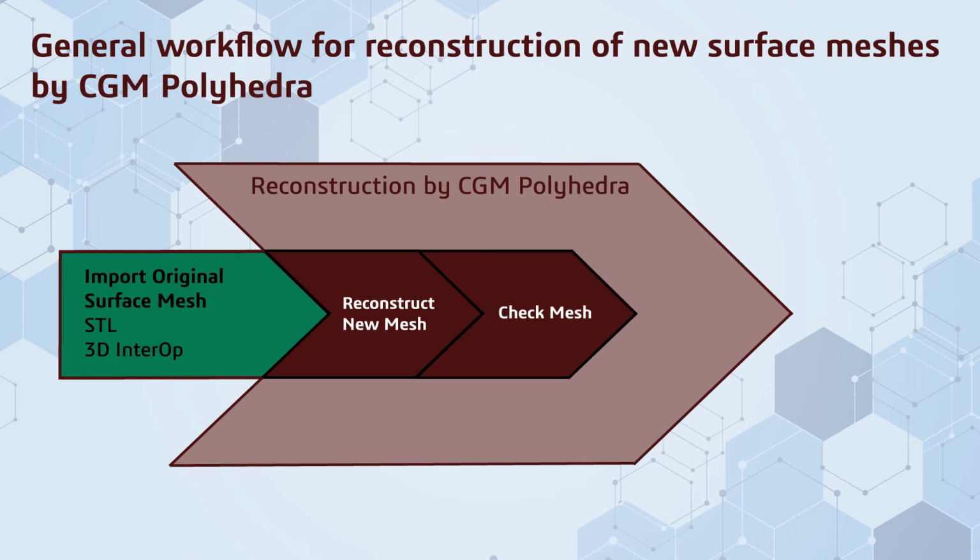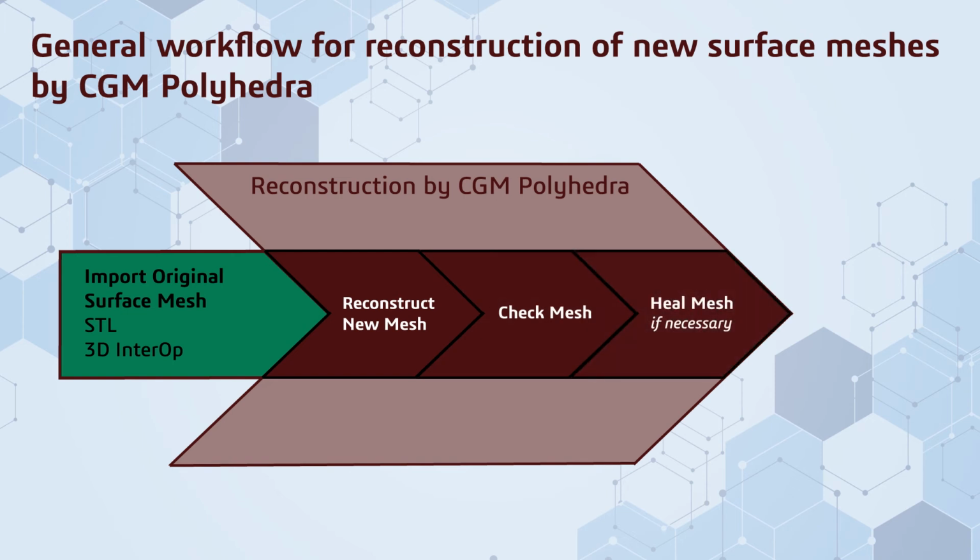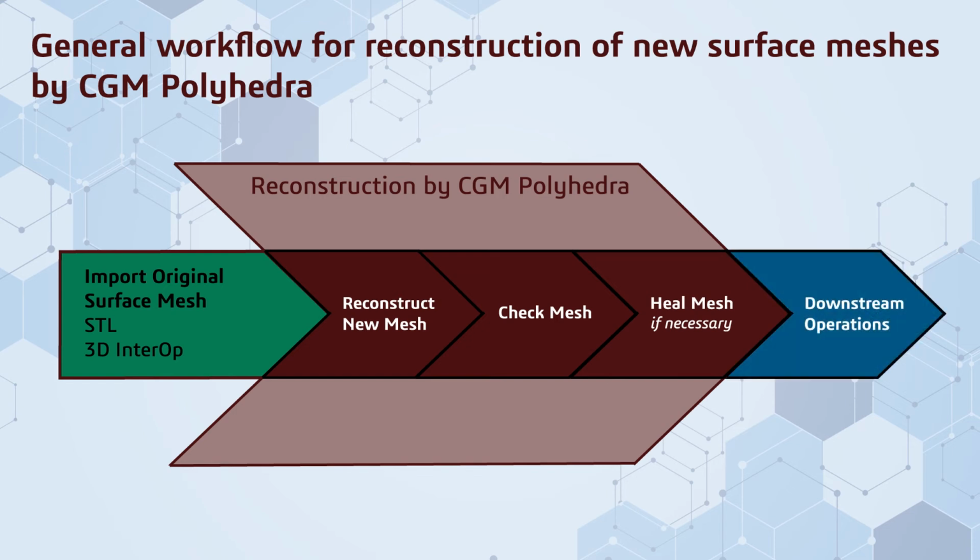Third, the new reconstructed mesh is checked by CGM Polyhedra. If any remaining anomalies and errors are present, for example incorrect surface normals, then CGM Polyhedra also heals the new reconstructed mesh. After reconstruction, the new robust surface mesh is ready for value-adding downstream operations.